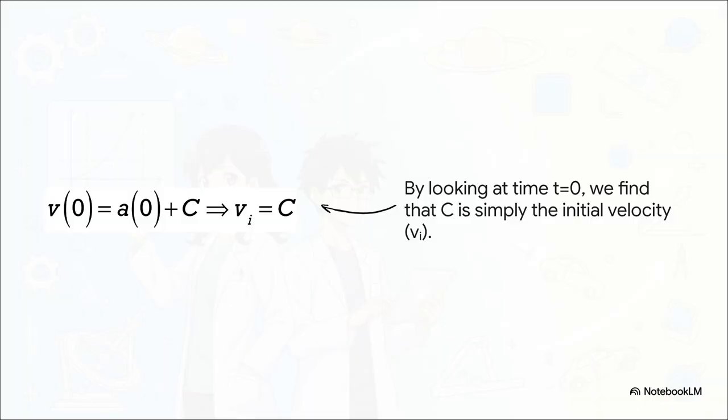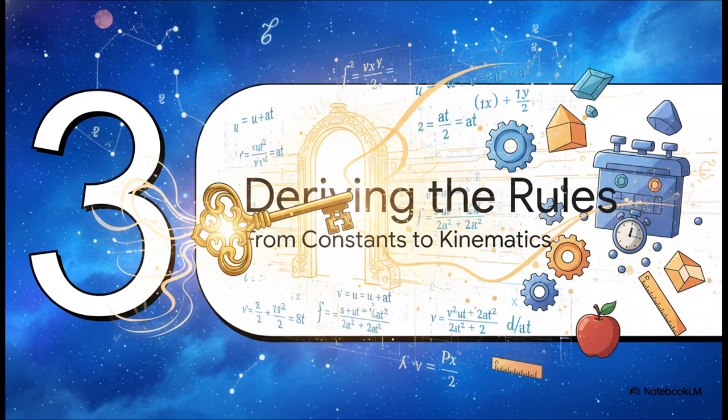We just have to ask, what was happening right at the start? Let's look at time t equals 0. Well, if t is 0, that whole at part of the equation just vanishes, right? And what are we left with? Velocity equals c. So c has to be the velocity at the very beginning. It's our initial velocity, or v initial. It's the starting condition of our journey. And just like that, we've cracked the code. We know what c means.